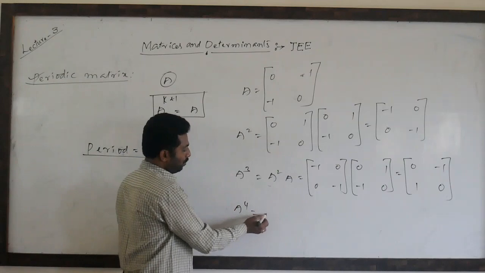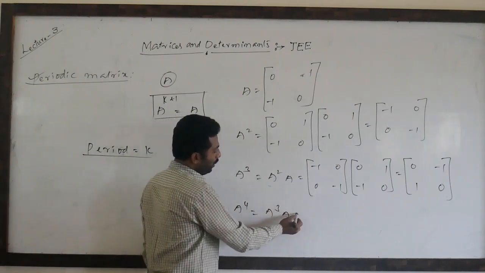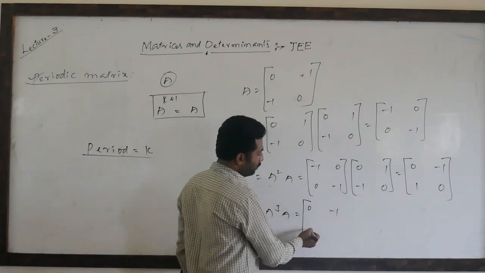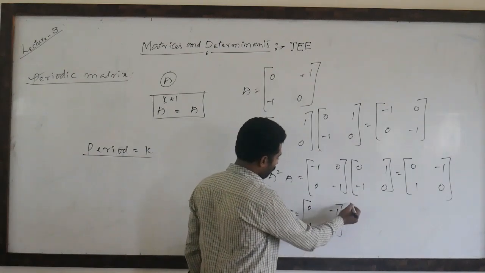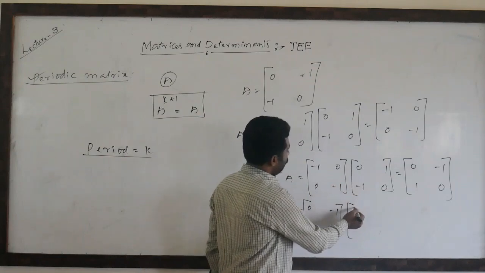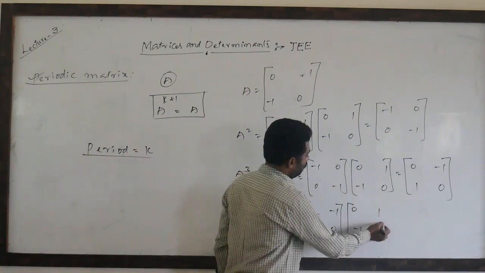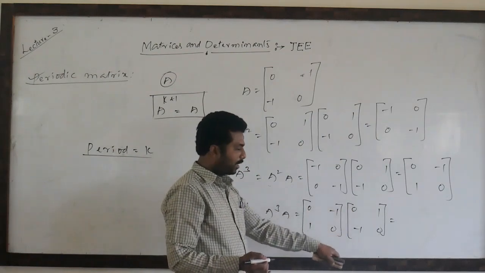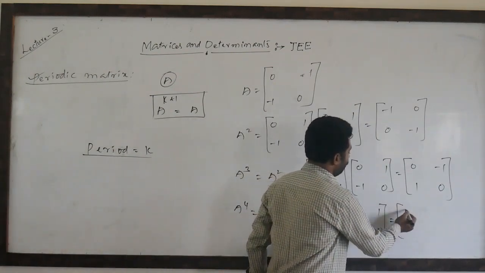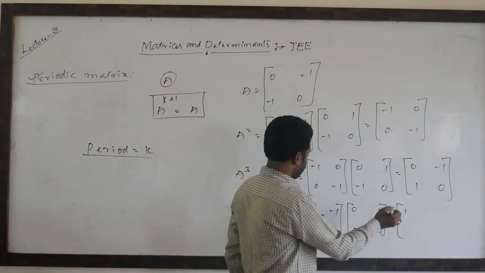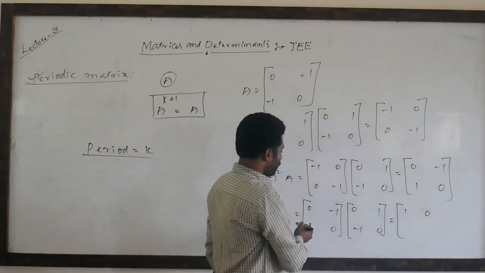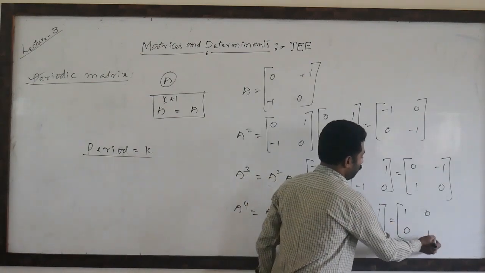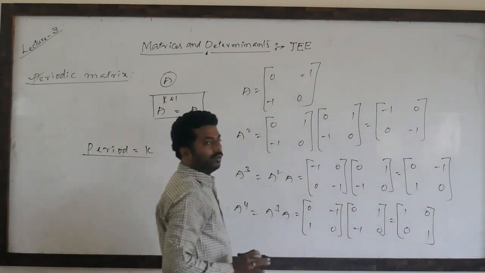Then A power 4. So A cube into A I will calculate. A cube is 0 minus 1, 1 0, into A, 0 1 minus 1 0. From this, first row first column is 1, first row second column is 0, second row first column is 0, second row second column is 1. This is also not equal to A.